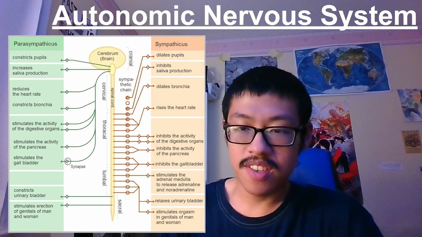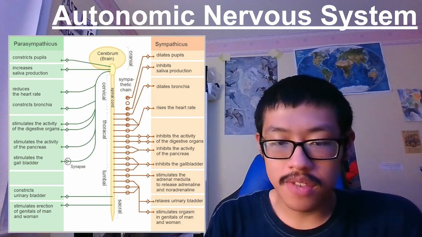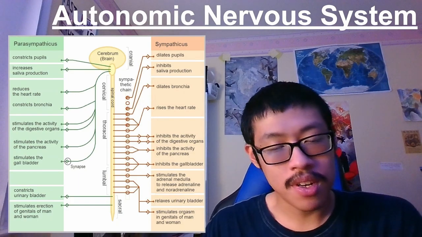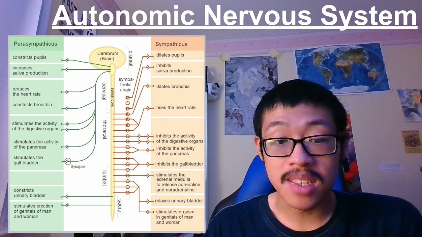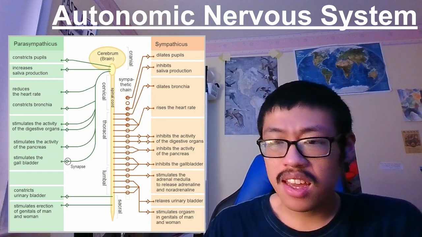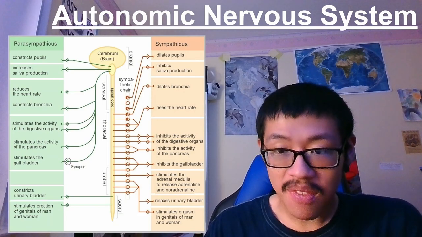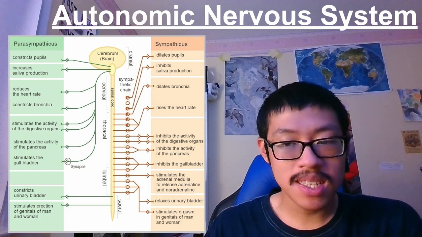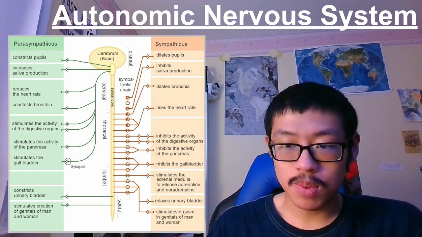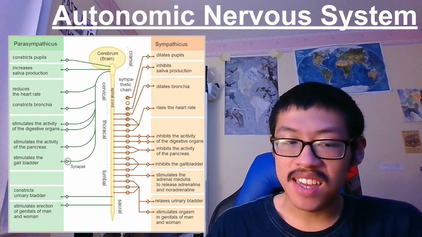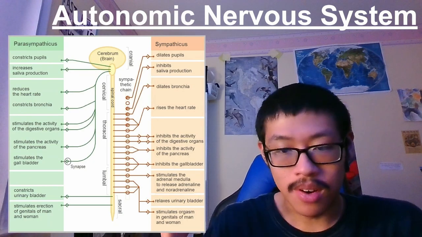The autonomic nervous system is the component of your nervous system which regulates involuntary body function. The first component of the autonomic nervous system is the sympathetic, which is responsible for the fight or flight response. So think about dilating your pupils and having a faster heartbeat. The second is the parasympathetic nervous system, which is responsible for the rest and digest response. So think about salivation and your stomach grumbling.